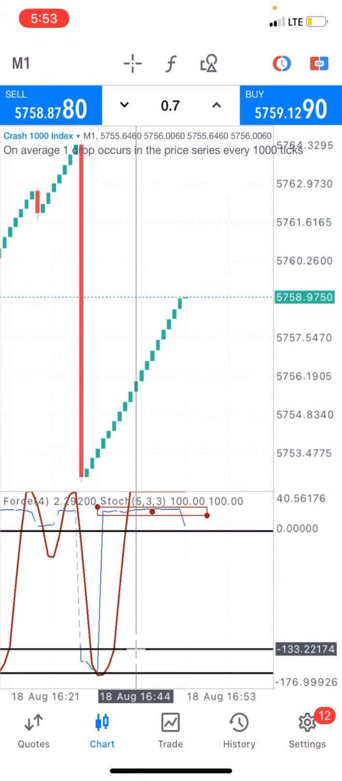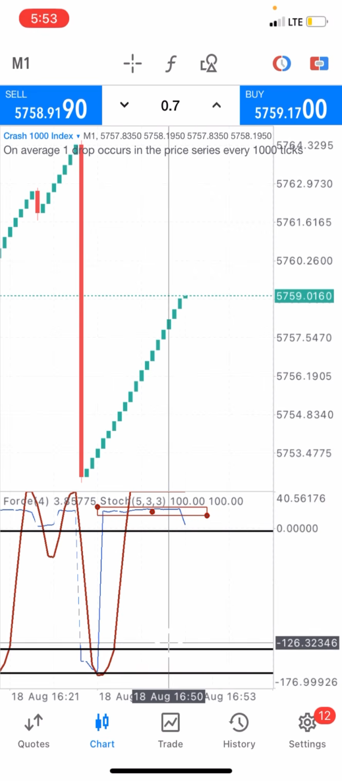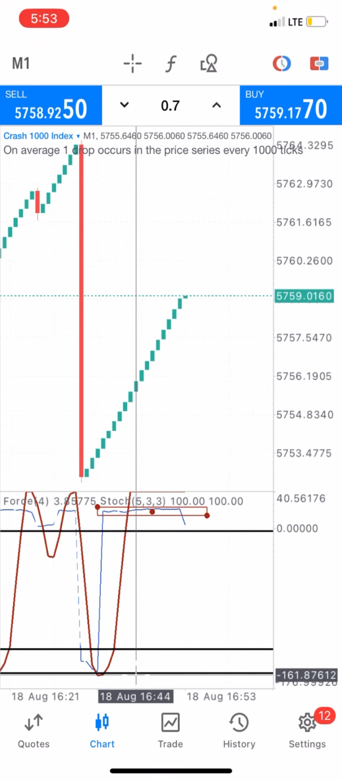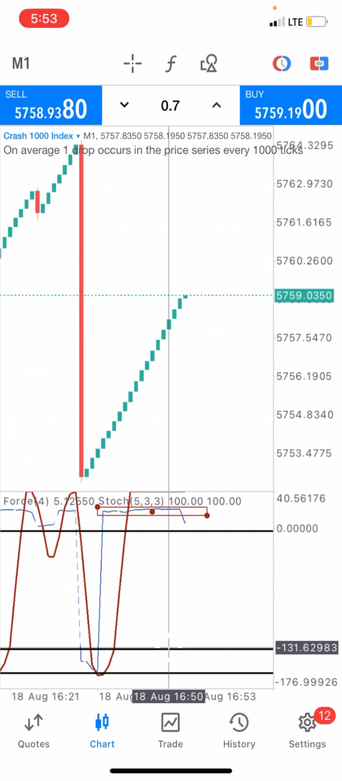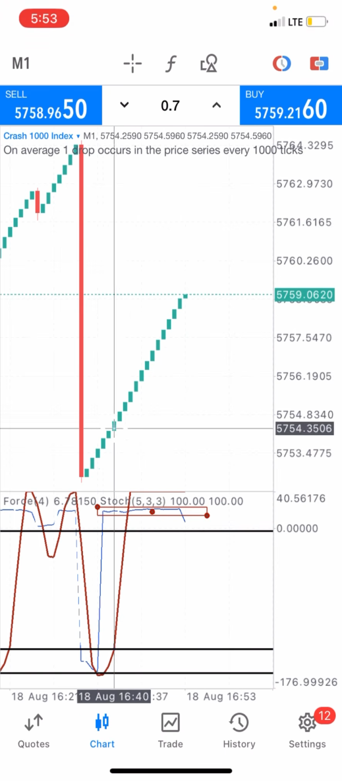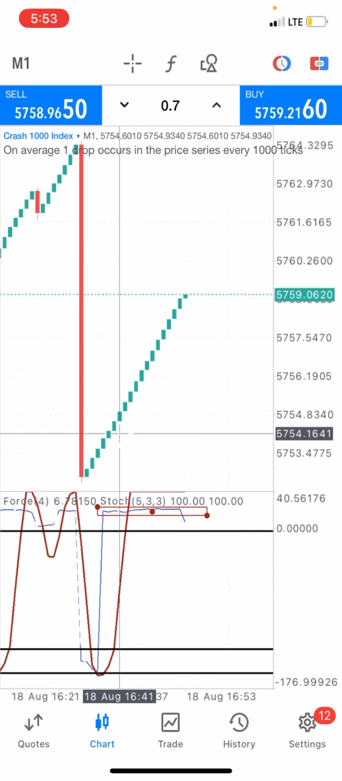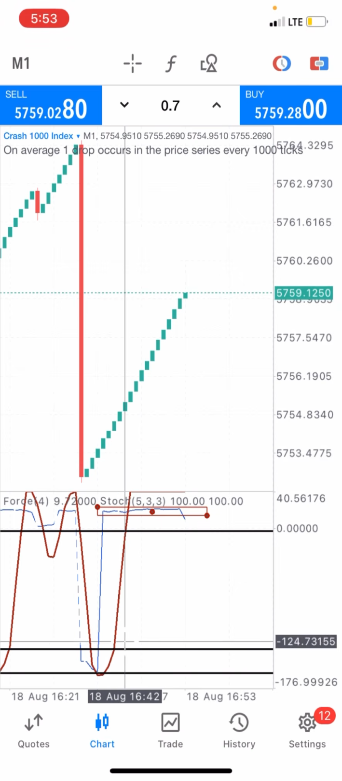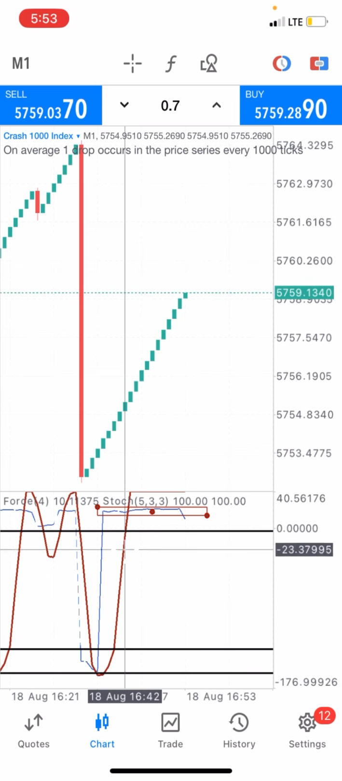Once they cross this black line here, remember we have three levels: one, two, three. Once they cross the second level here, counting from below, right? This is the first one, this is the second one. Once they cross the second one and they're above it, and I see a clear closing of the candlestick right when the two indicators cross above it, then I'm going to take my buy. I'm going to catch profits.